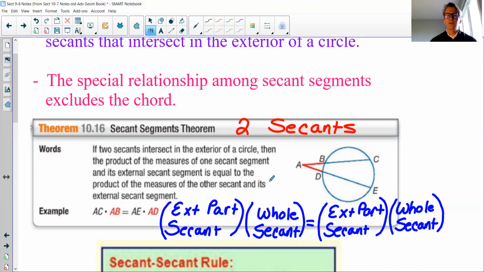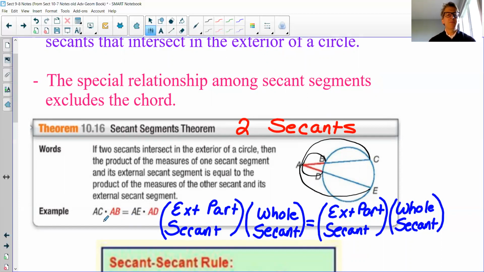Here's some notes already in the Smartboard lesson. So basically what we're going to say here is if you have the exterior part of the secant times the whole secant, it is equal to the exterior part of the secant times the whole piece of the secant. Okay, so when they say exterior parts, they just mean these little parts here, like AD, or this little part here, AB. And when they say whole secant, it means the whole thing, all the way. Likewise on both sides. So keep that in mind.